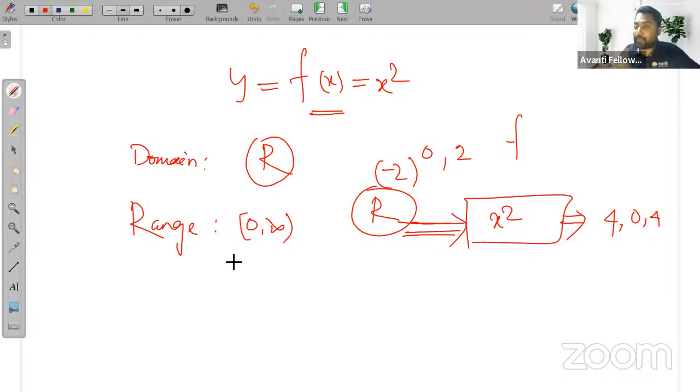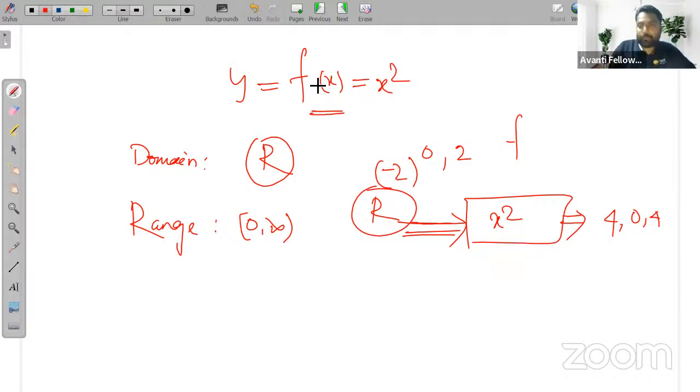We cannot take negative numbers in the range because it is a function which makes all real numbers positive. I hope this is clear to all of you guys. If the domain is not given, you have to take the largest set for which the function is defined. That is my domain. The set of all outputs is the range. Okay.